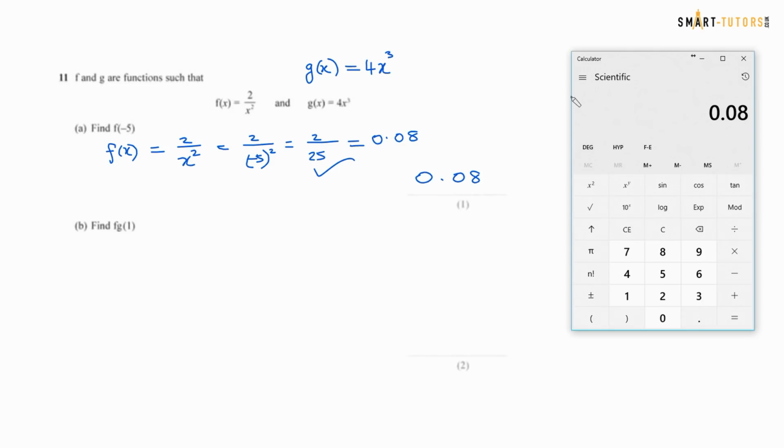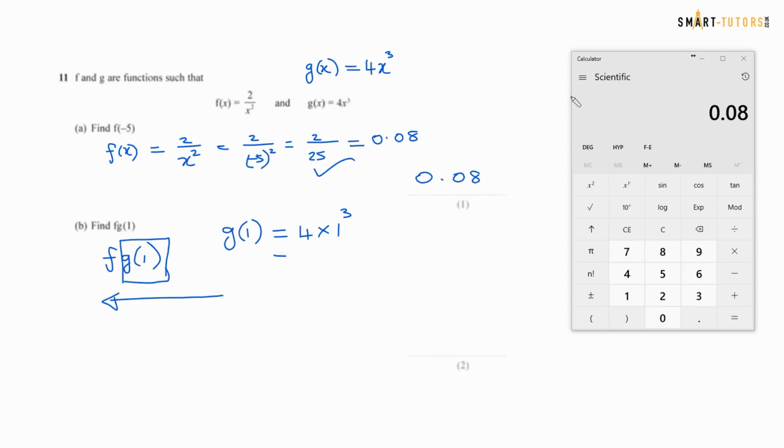The second question is fg(1). You may have studied this one: it is a composite function. Composite function means two functions together. First of all, you need to understand how this composite function is defined. You need to find the right hand side function first. So you always need to work this way, not that way. So first you find g(1). What is the answer for g(1)?